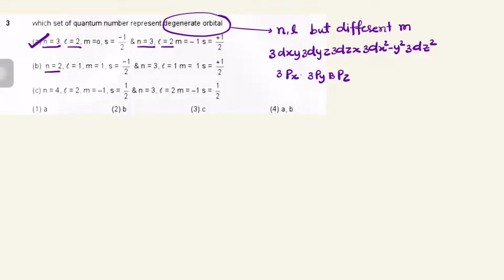Here n is 2, n is 3. These are not a set of degenerate orbitals. N is 4, n is 3. So this is also not. So the correct answer should be option A. Let's move to the next one.